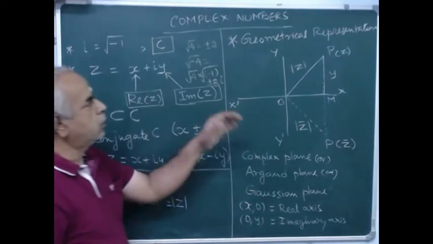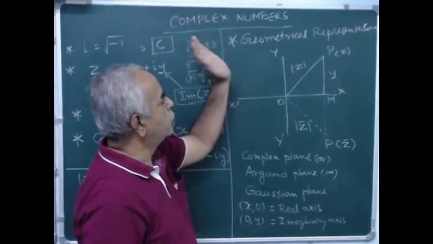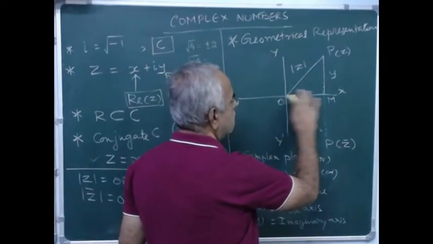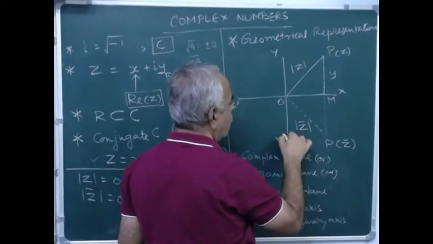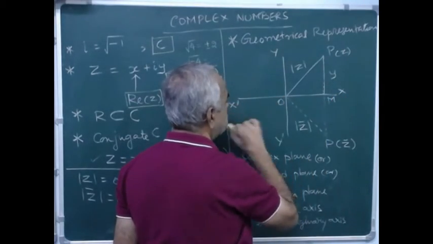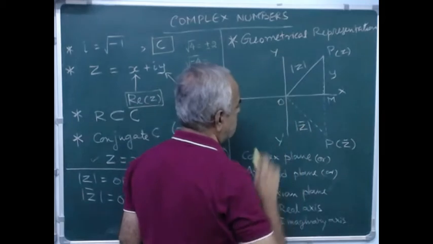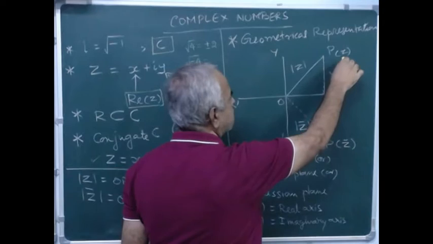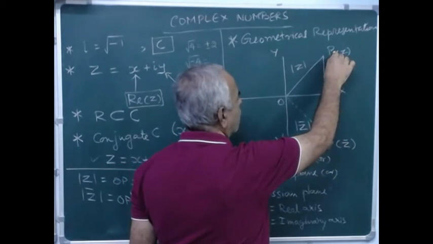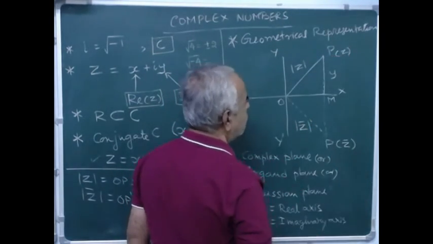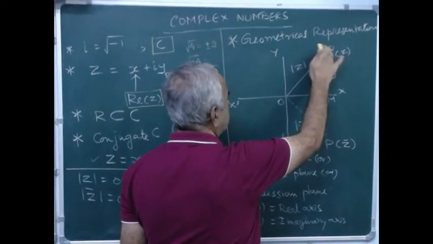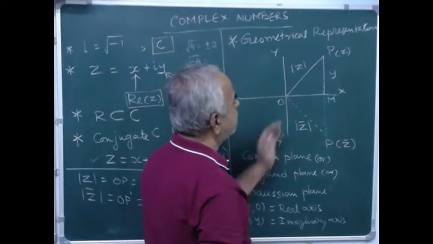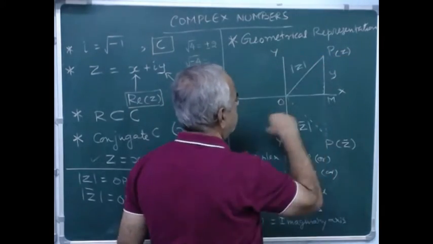Now let us look at the geometrical representation of a complex number. XOX dash is the x-axis, and Y dash OY is the vertical axis, that is the y-axis. And now let me represent a complex number by a point P of x comma y. So this is the complex number, that is P of z or P of x comma y, that is represented as a point in the xy plane.